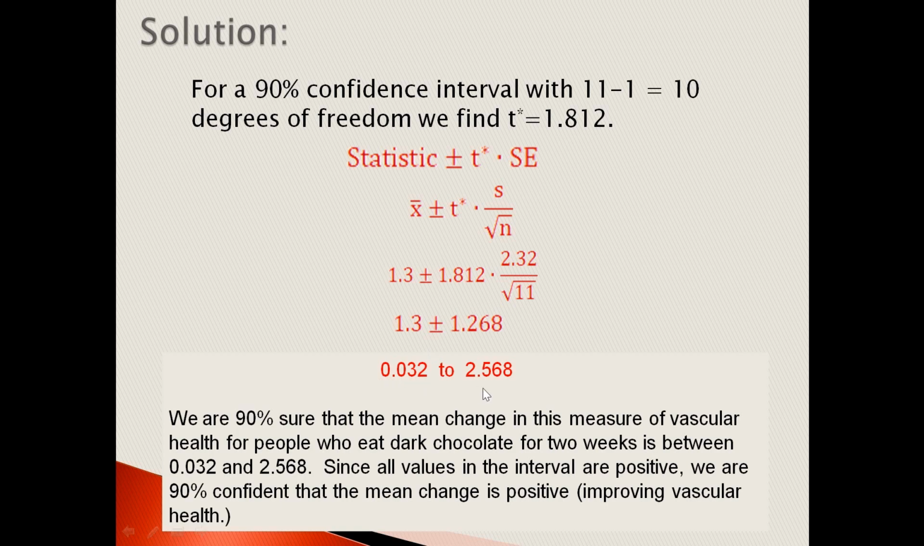And we can say that we are 90% sure that the mean change in this measure of vascular health for people who ate dark chocolate for 2 weeks is between 0.032 and 2.568. Since all values in the interval are positive, we are 90% confident that the mean change is positive, which means the vascular health is improving.